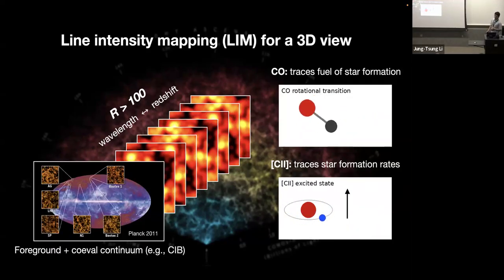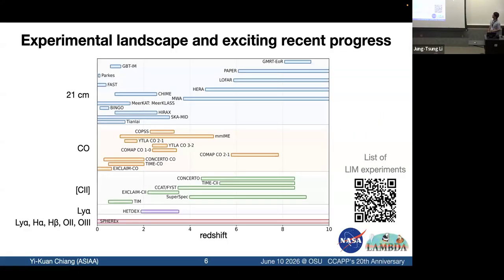There is also a key challenge: a lot of foreground from the Milky Way itself and in front of the large-scale structure. But also there is coeval continuum, for example, the cosmic infrared background that I showed earlier. And because the lines are fainter than the continuum, you need to have some way to isolate the signatures.